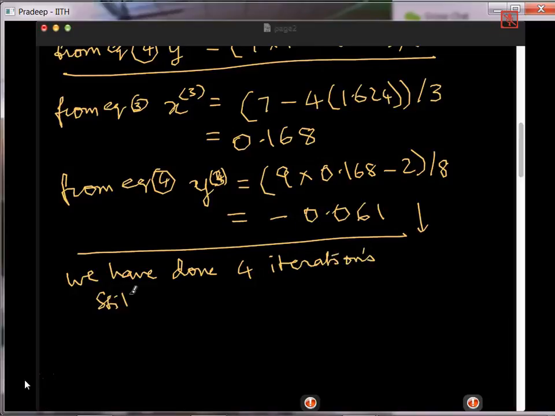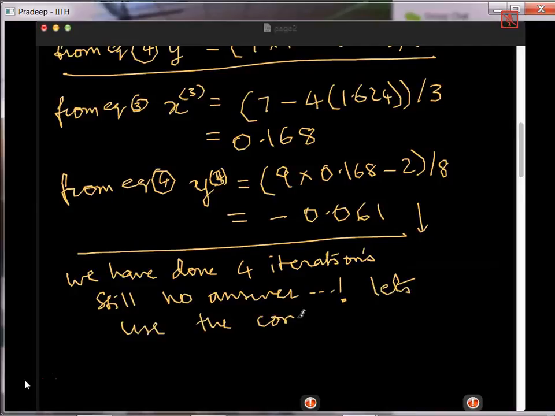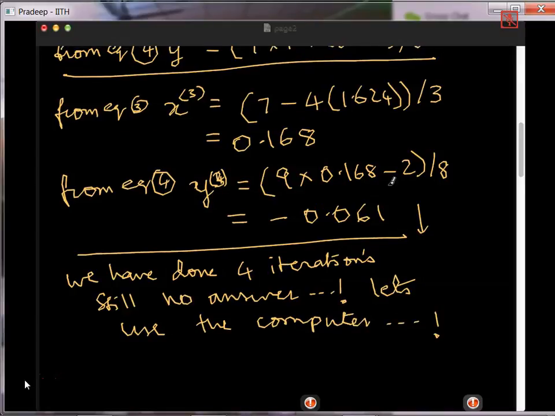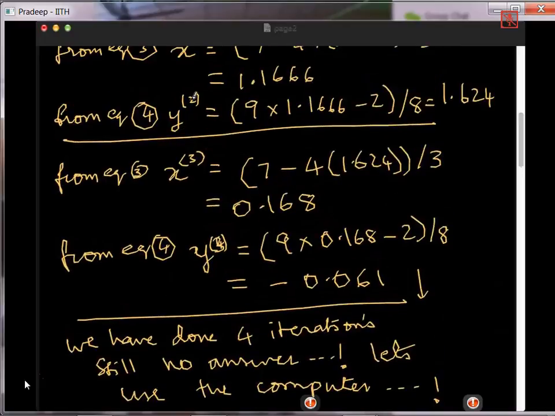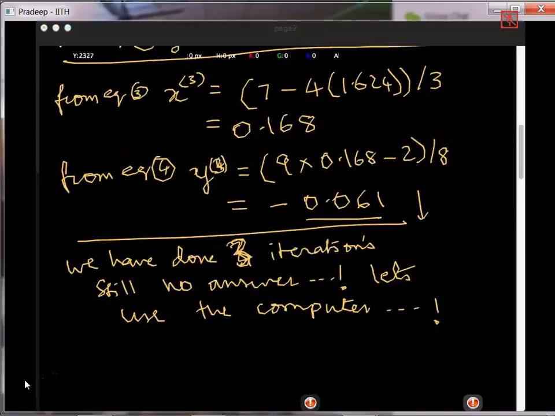Still no answer. So let's use the computer. It looks like with 4 iterations we are not getting the answer. How do you know whether we got the answer? You compare the previous y value with the new y value. If a large difference is there, that means we did not get the answer. So let's try it once again.